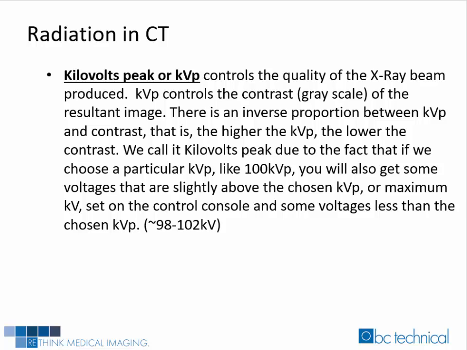We call it kilovolts peak due to the fact that if we choose a particular kVp, say 100 kVp, you will also get some voltages that are slightly above the chosen kVp, or maximum kV set on the control console, and some voltages that are less. You will get a range from about 98 to 102 kVp generally.